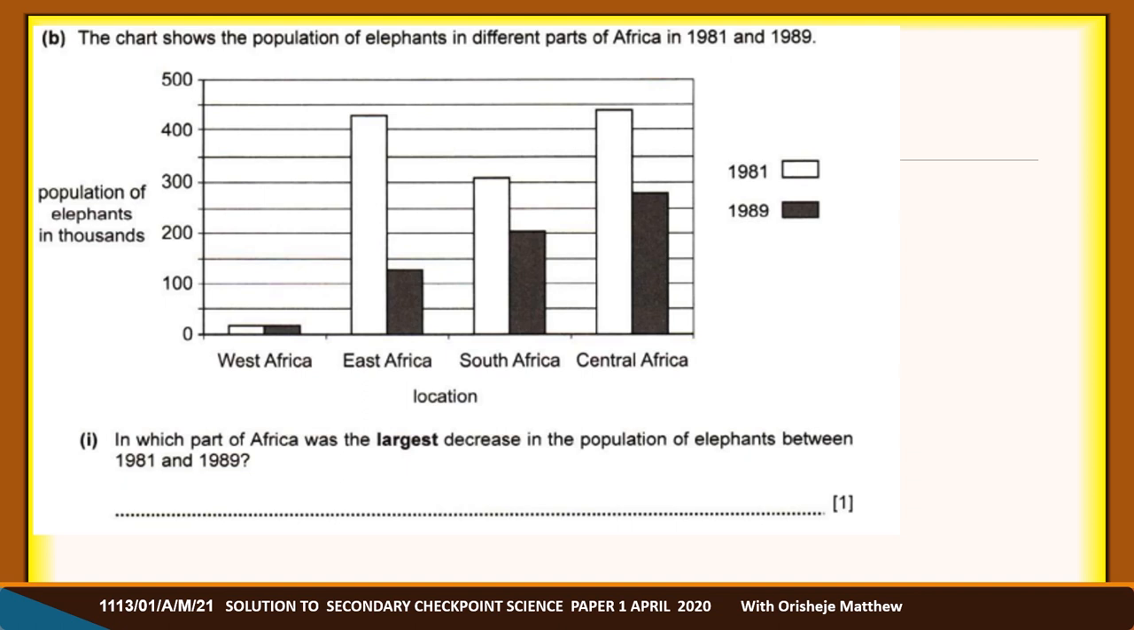The chart showed the population of elephants in different parts of Africa in 1981 and 1989. Which part of Africa had the largest decrease in population of elephants between 1981 and 1989? East Africa. So you see the difference in population. In 1981, you have over 400,000, but by 1989, the population had reduced to 150,000 elephants in East Africa.